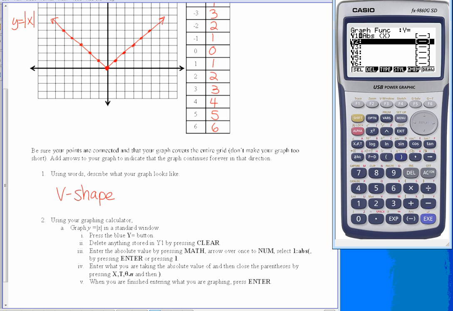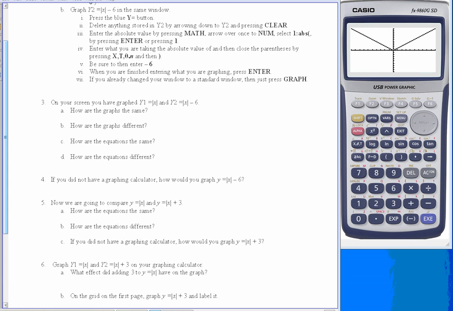I also want to adjust my view window. So I hit shift, the yellow button, and then F3 for view window. I want to be sure my view window is set at F3, which is standard, which is negative 10 to 10. And that way I can look at my graph. Okay, so there's my nice V shape. All right, let's see where the next page is.